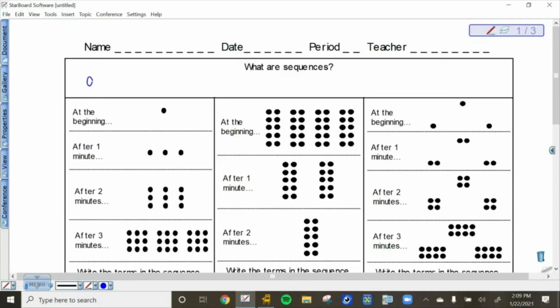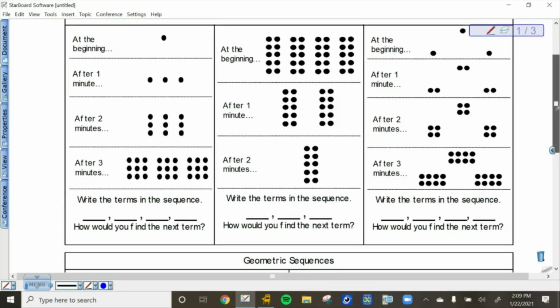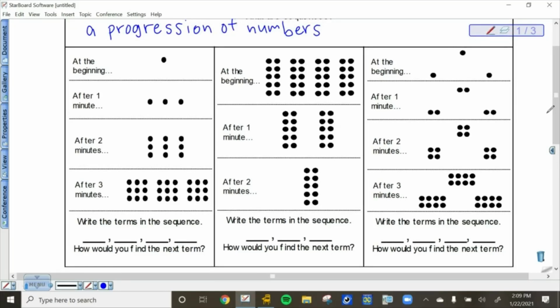So sequences are a progression of numbers. And usually they follow a particular pattern, but they don't necessarily have to. They could be totally random. So let's look at these 3 different examples of sequences.